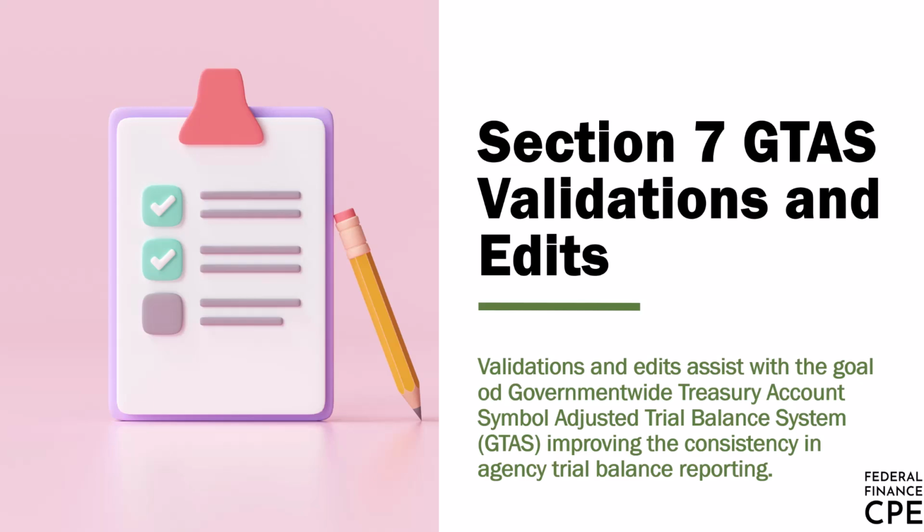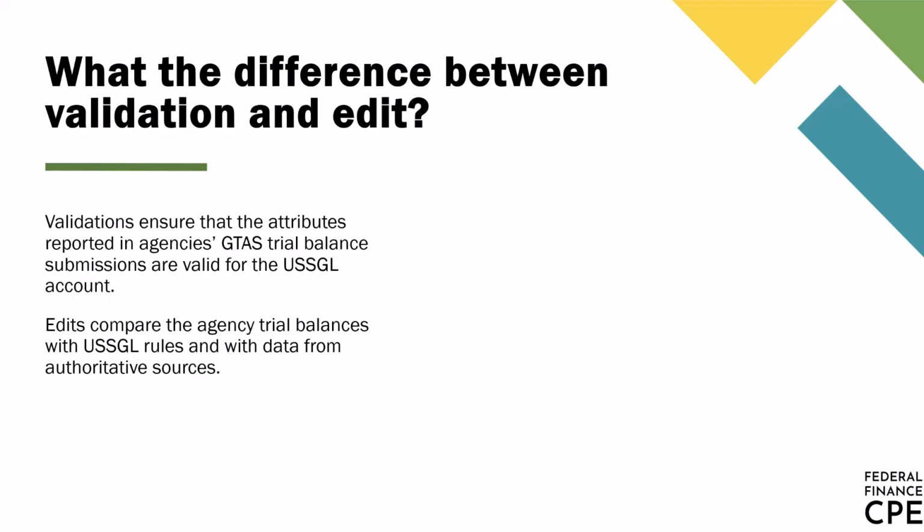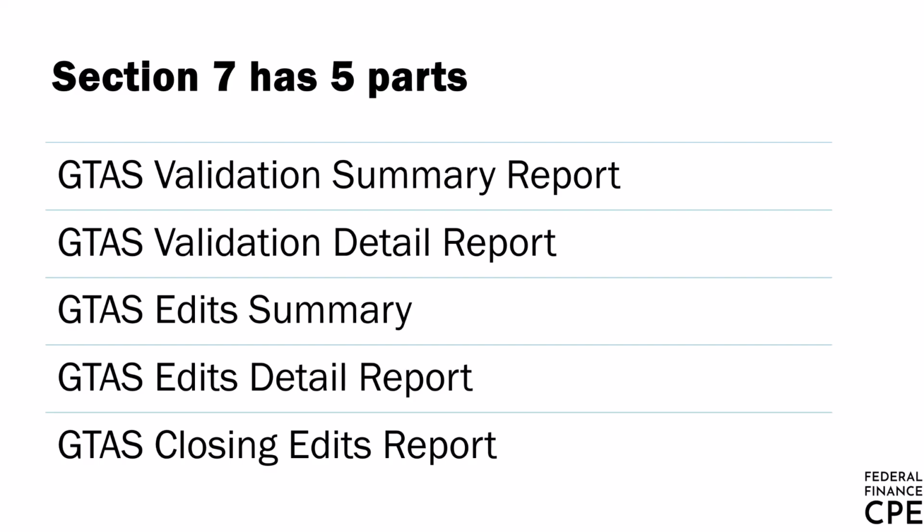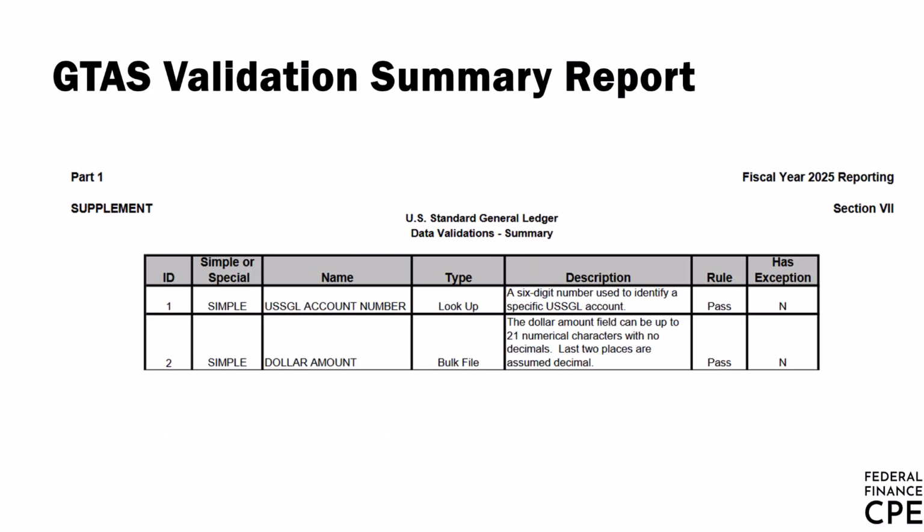Just think, this is during a lot of financial reporting time, so I guess they give us a little bit of a break. But what is the difference between a validation and an edit? Well, a validation is used to ensure that your attributes reported on the GTAS trial balance are valid for that account, while an edit compares our trial balances with other USSGL rules and other data sources. We have 5 set parts to Section 7. We have the validation summary report, the validation detail report, we have the edit summary, we have the edit detail, then we have the closing edit report. So let's see what these look like.